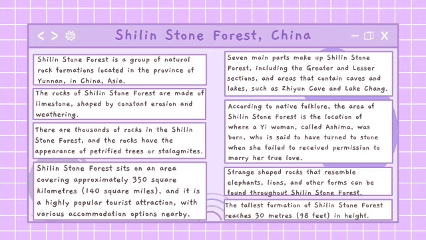Seven main parts make up Shilin Stone Forest, including the greater and lesser sections, and areas that contain caves such as Dion Cave and the Lake Chang. According to the native folklore, the area of Shilin Stone Forest is the location of where a Yi woman called Ashima was born, who is said to have turned to stone when she failed to receive permission to marry her true love. Strange-shaped rocks that resemble elephants, lions, and other forms can be found throughout Shilin Stone Forest. And the tallest formation of Shilin Stone Forest reaches 30 meters in height.